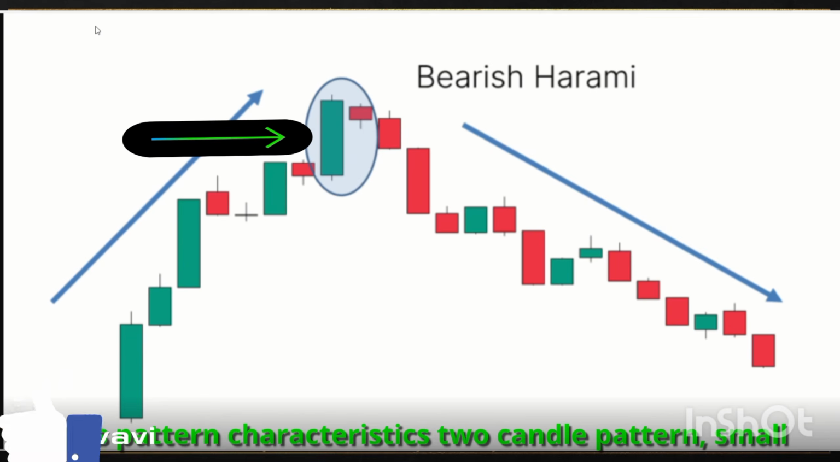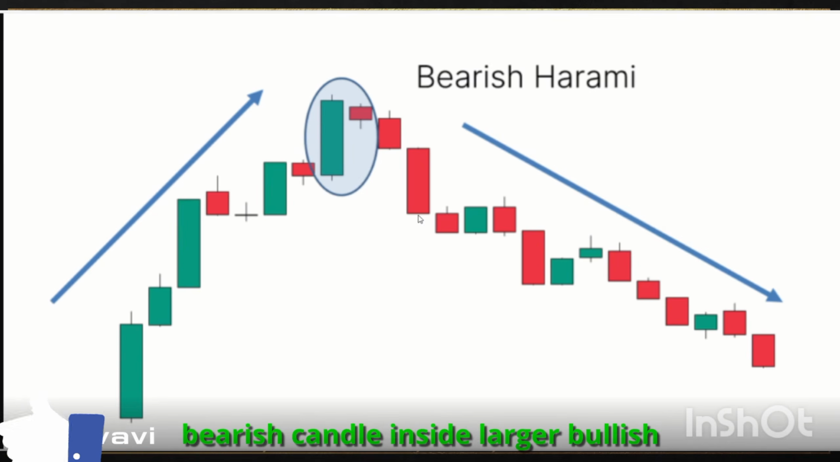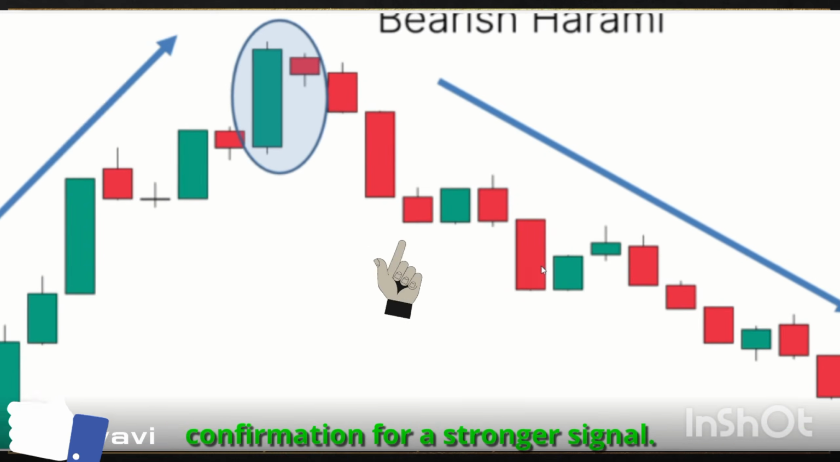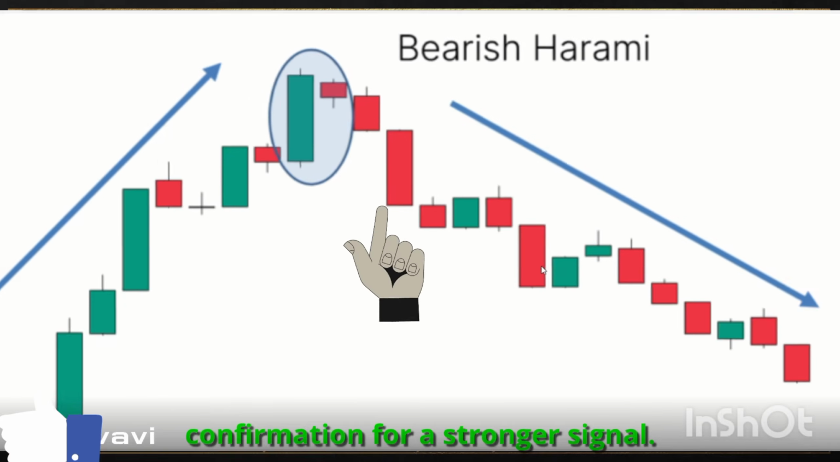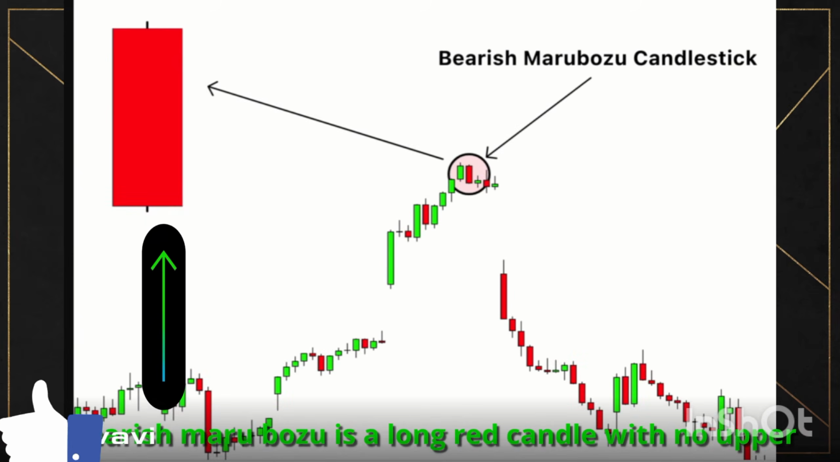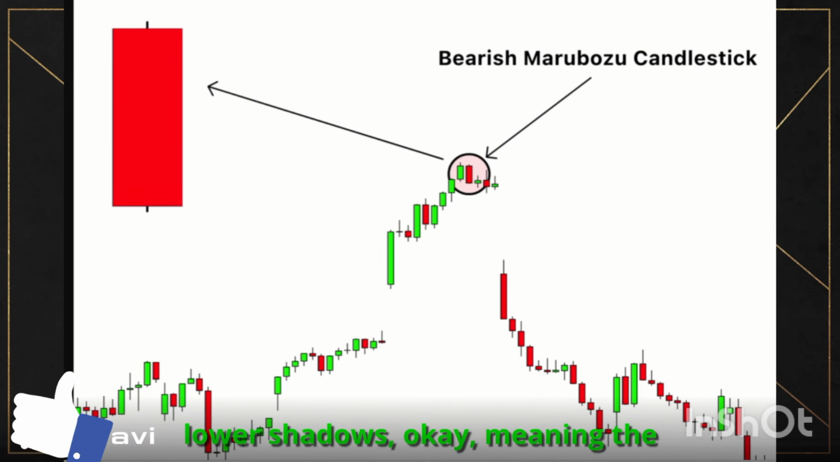This pattern characteristics: two candle pattern, small bearish candle inside larger bullish candle, indicates weakening bullish momentum. Requires confirmation for a stronger signal. Next one is Marubozu. A bearish Marubozu is a long red candle with no upper or lower shadows.